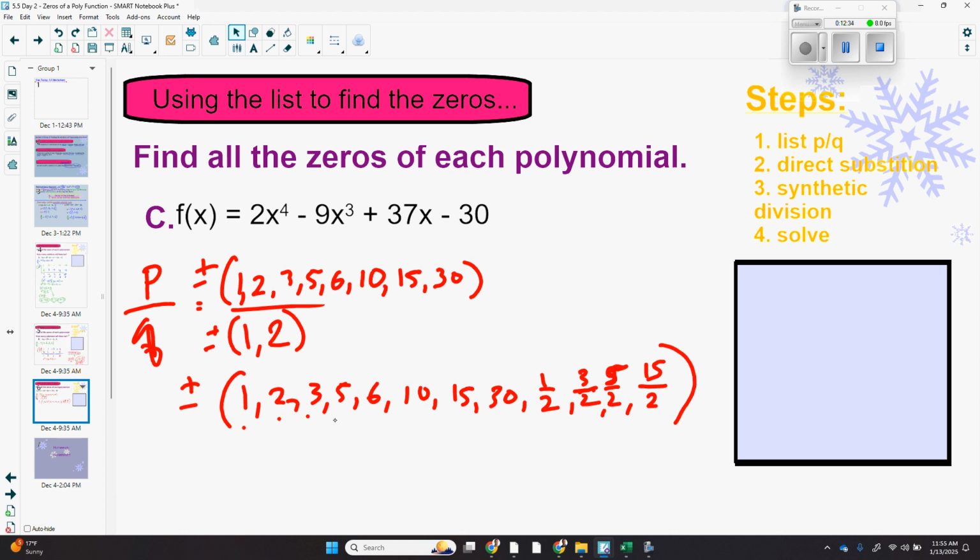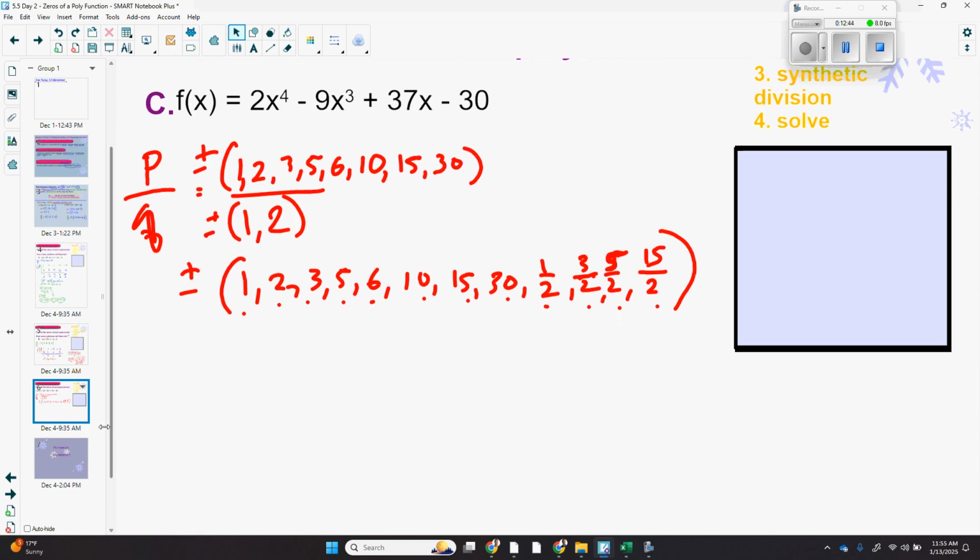There's what? 1, 2, 3, 4, 5, 6, 7, 8, 9, 10, 11, 12. But I need not just the plus, but the minus of those. So there's really 24 possibilities where this could potentially cross my x-axis at a point that is rational. Right now, to help speed this along, I'm going to tell you that we're going to divide by negative 2. That's definitely a possibility, right? Negative 2 on my list.